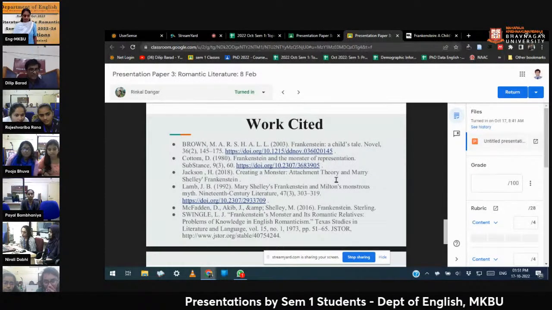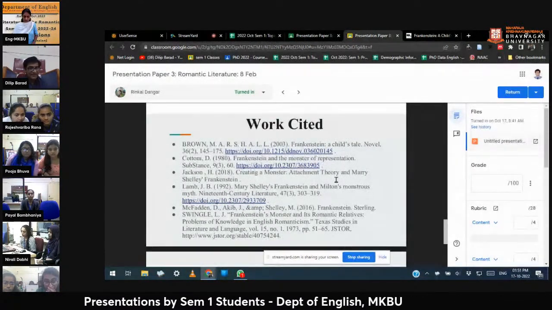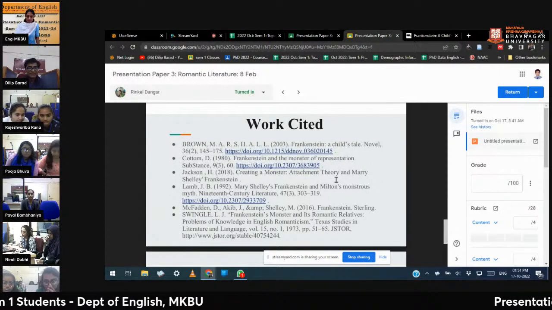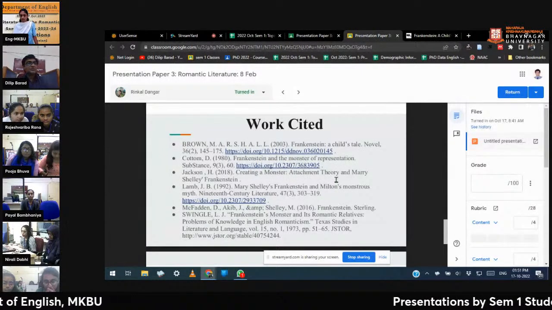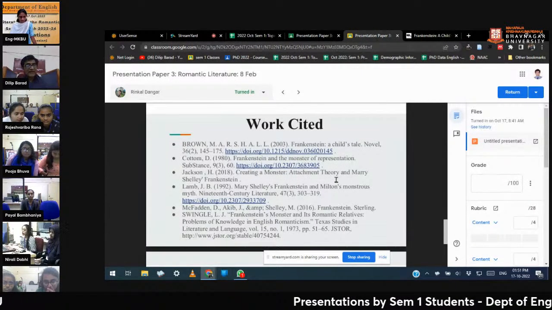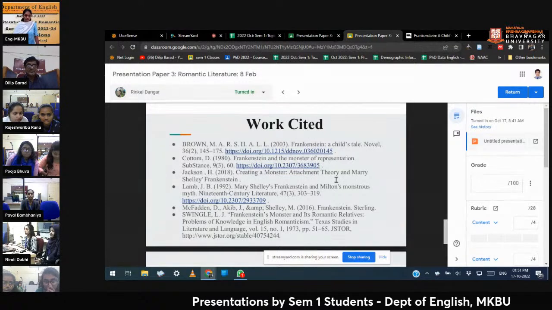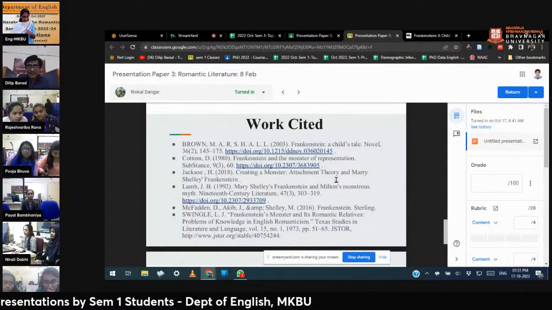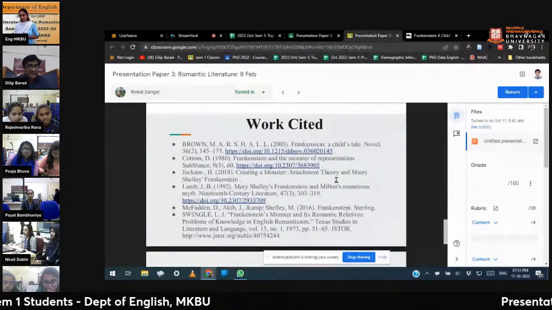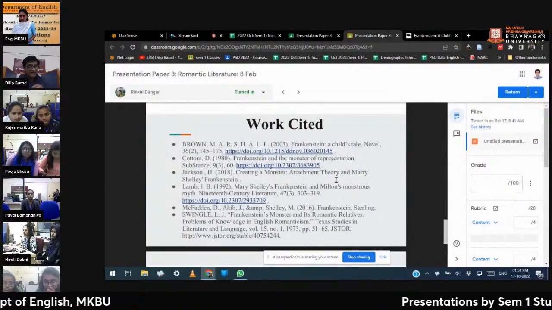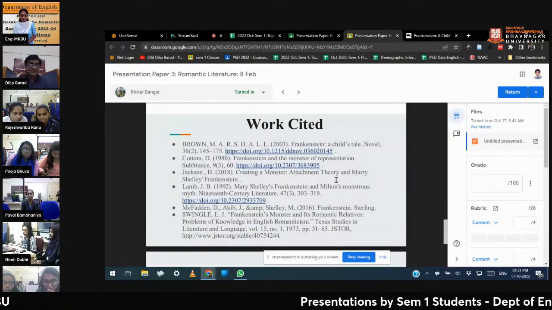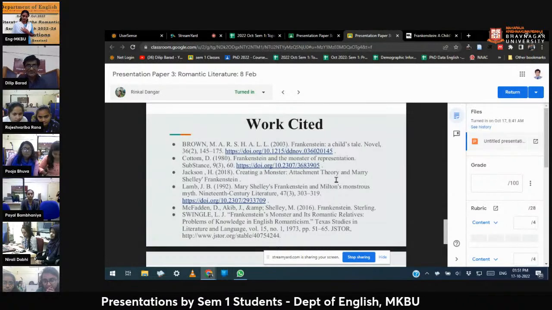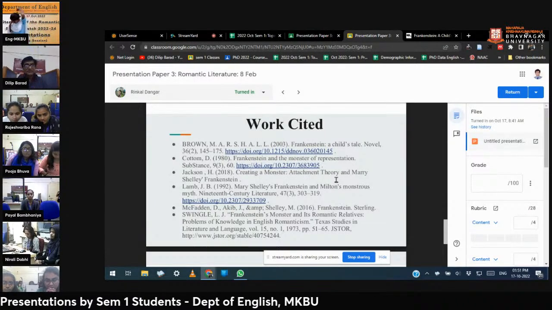by Swingle LJ, Frankenstein's Monster and Its Romantic Relatives, Problems of Knowledge in English Romanticism. Now see there, after the name there is no date. There is a date afterwards, at the end, around the page number, 1973. That is MLA style. This is one of the easy ways to identify if you are making a mistake in citation, or whether you are mixing APA and MLA style, so that you can remember to see that.